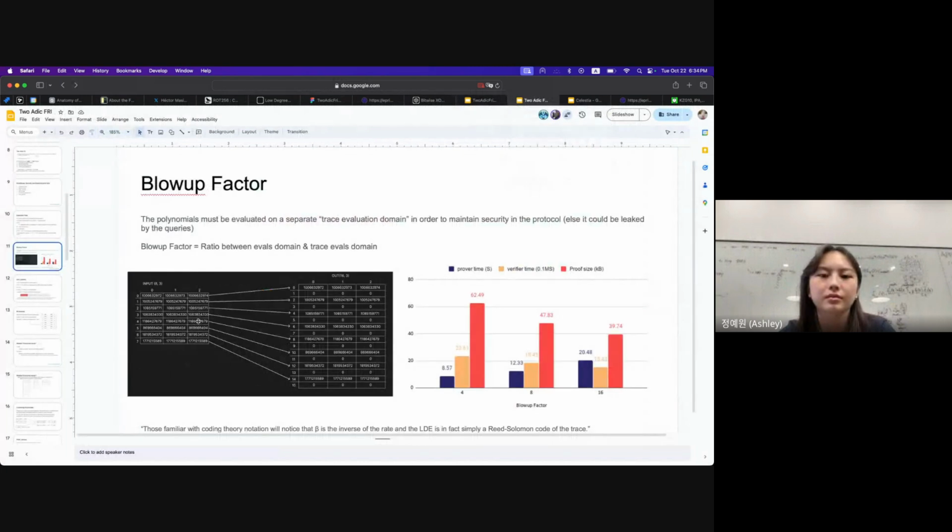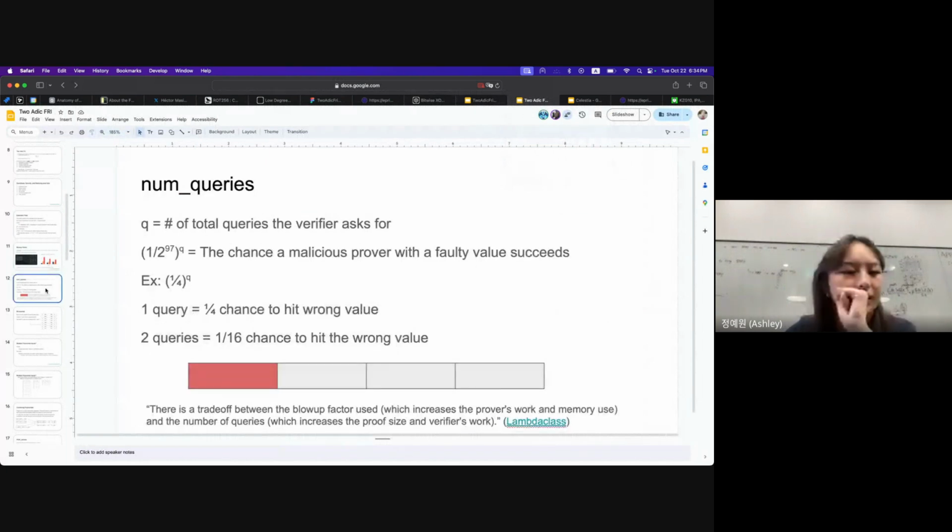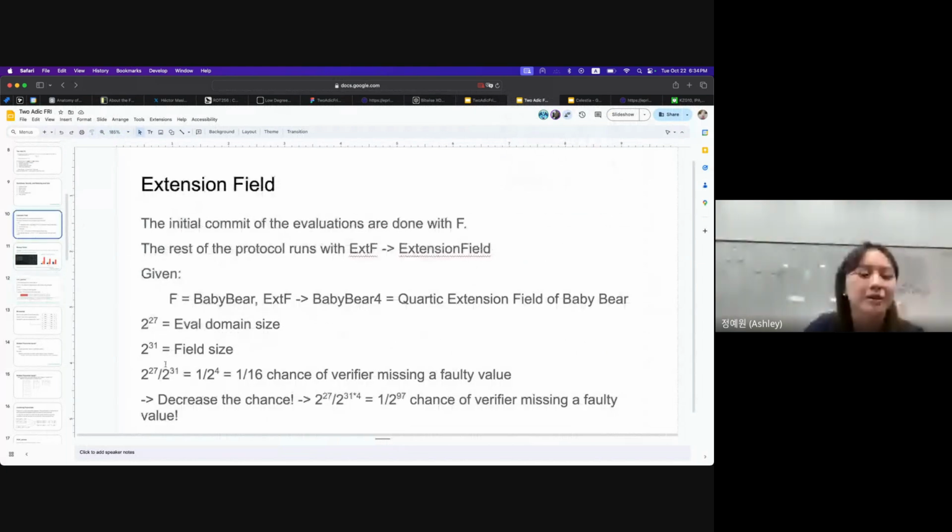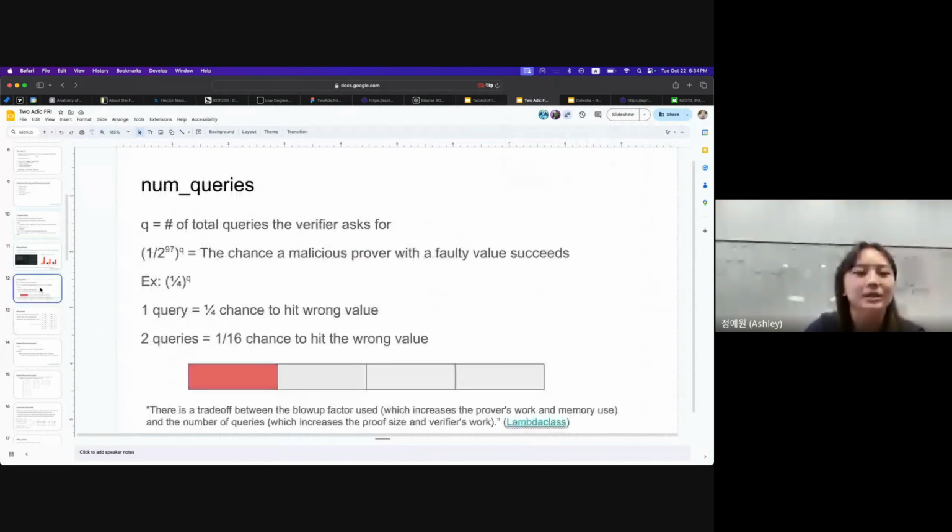The next thing in TwoAdicFri is the same idea, num queries. It's the number of total queries that the verifier asks for. Like in our case from before, we had a 1 over 2 to the 97 chance. Did I do this one right? Okay, yeah, this is right. So this is the chance that a malicious prover with a faulty value succeeds. And so I made a smaller example. This is a sample where you have a 1 out of 4 to the query number chance of a malicious prover.